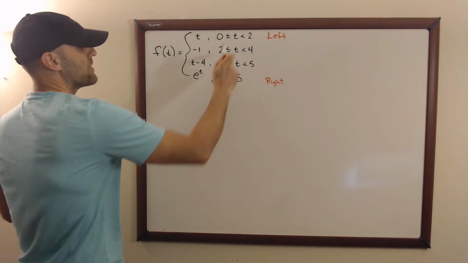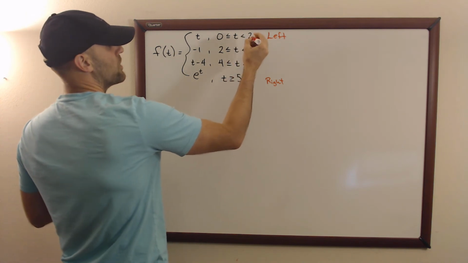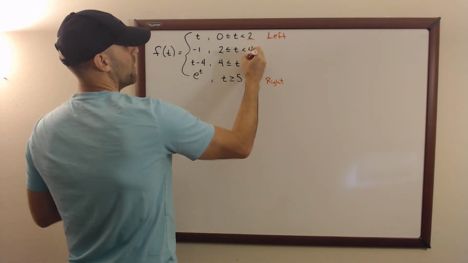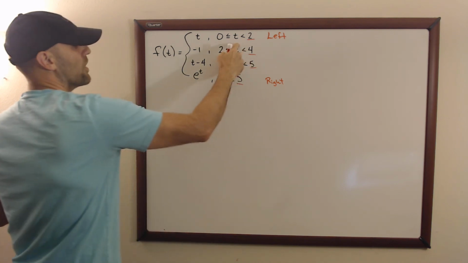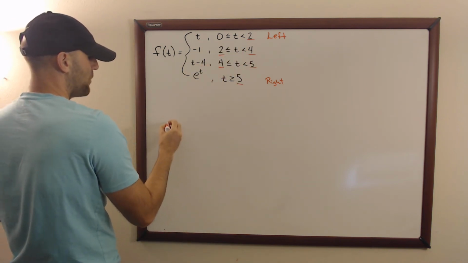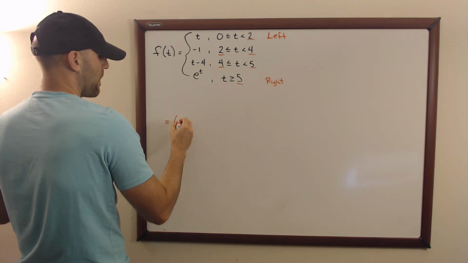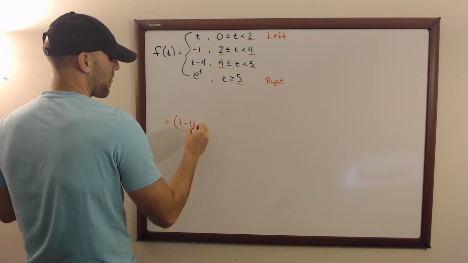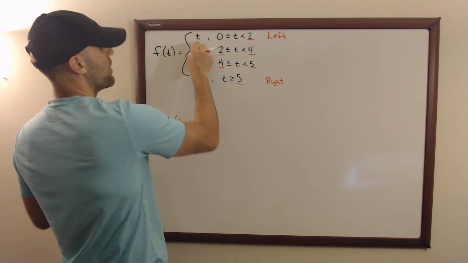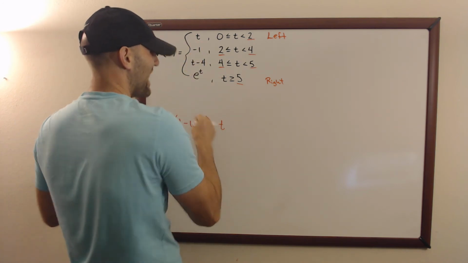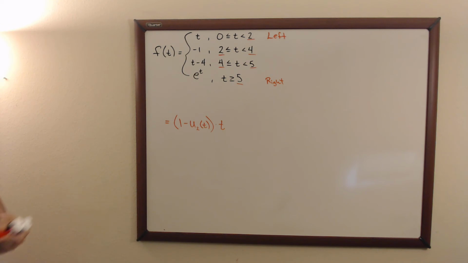My left piece, I look at the endpoints here. So these are the important numbers. My left piece is 1 minus u sub 2 of t, times my function here, t. That's my leftmost piece.